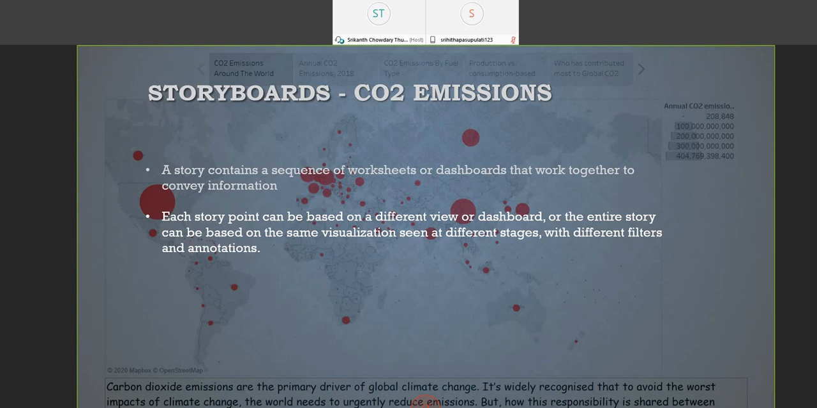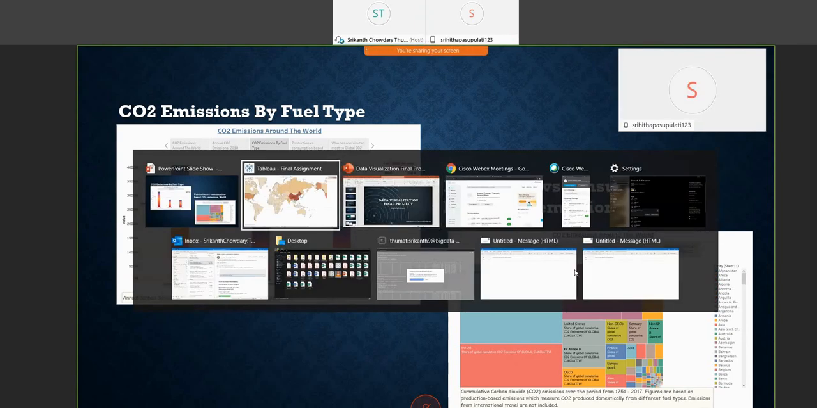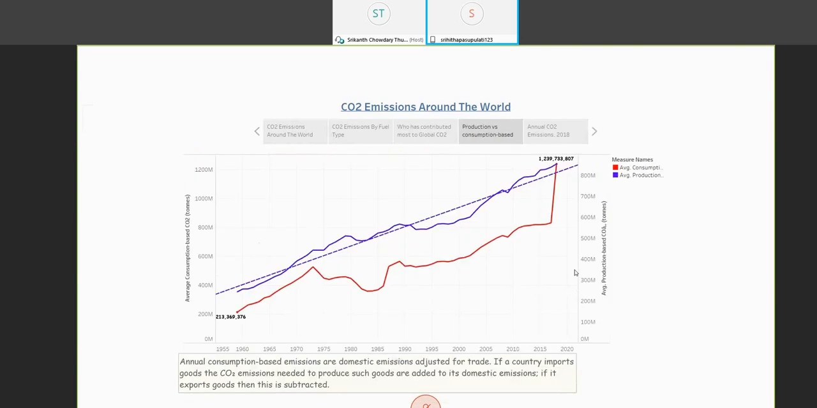And our next topic is storyboards of CO2 emissions. As we know, a story generally contains a sequence of worksheets or dashboards that work together to convey information. Each story point can be based on a different view or dashboard, or the entire story can be based on the same visualization seen at different stages with different filters and annotations. Here you can see the story map of CO2 emissions around the world.